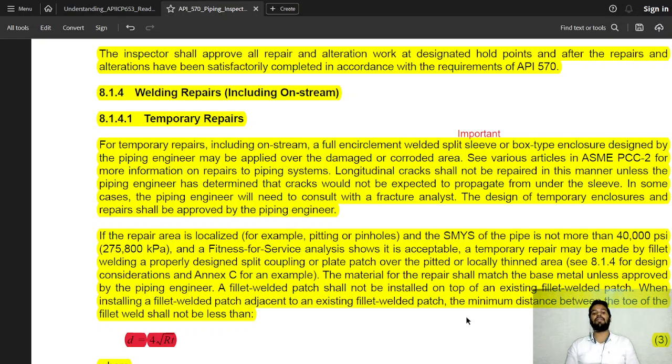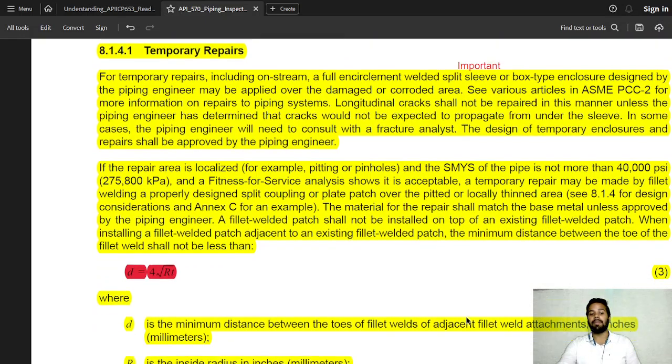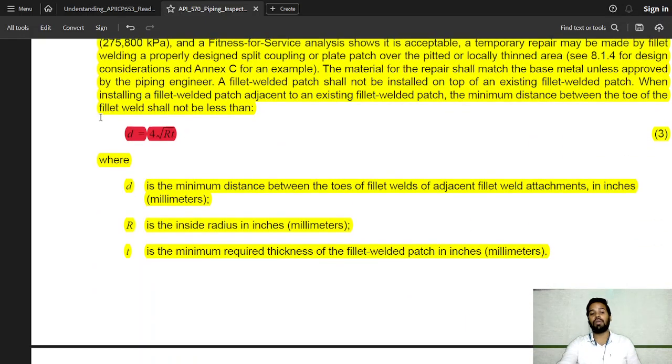When installing a fillet weld patch adjacent to an existing fillet weld patch, the minimum distance between the toes of the fillet welds shall not be less than 4 under root RT. This is a very important question. So you need to understand that two fillet weld patches will have at least this distance between them, where D is the distance, R is the inside radius in inches, and T is the minimum required thickness of the fillet weld patch in inches.